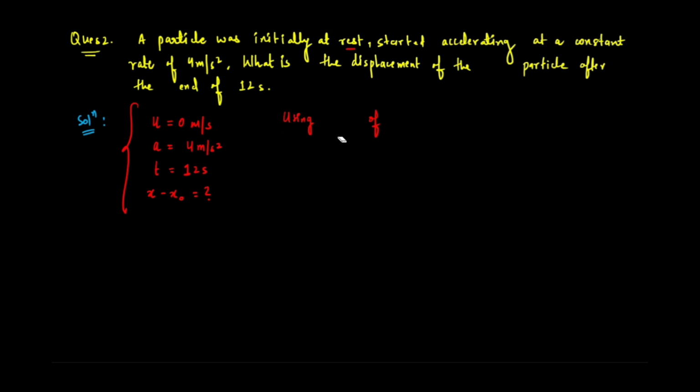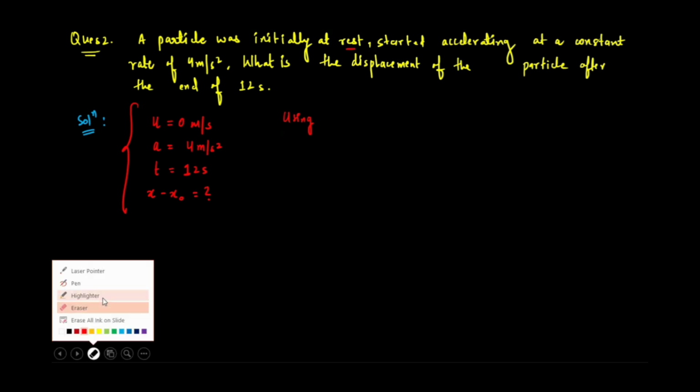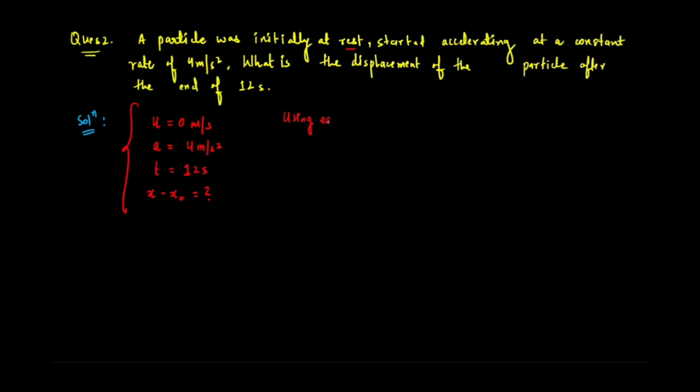Equation: x minus x naught equals ut plus half at squared. Yes, so using the second equation of motion, I can write x minus x naught is going to be ut plus half at square.